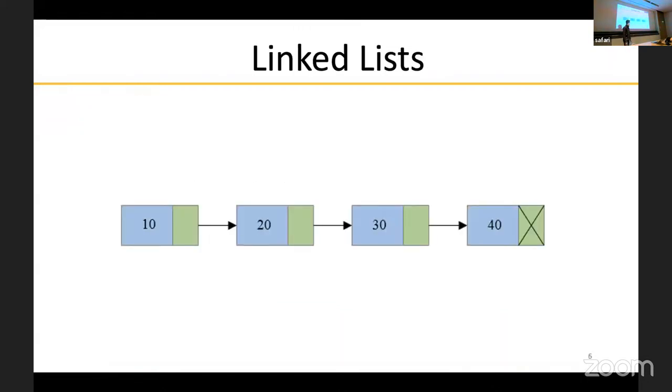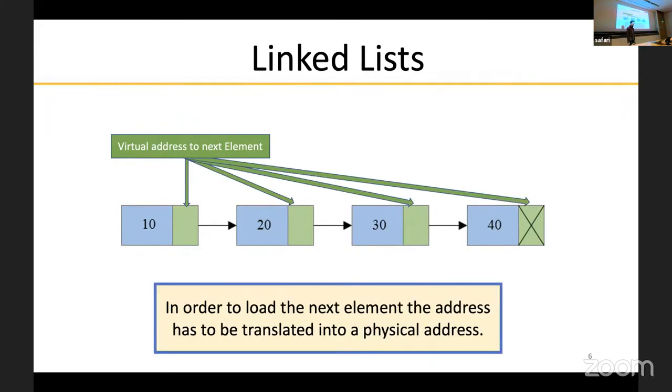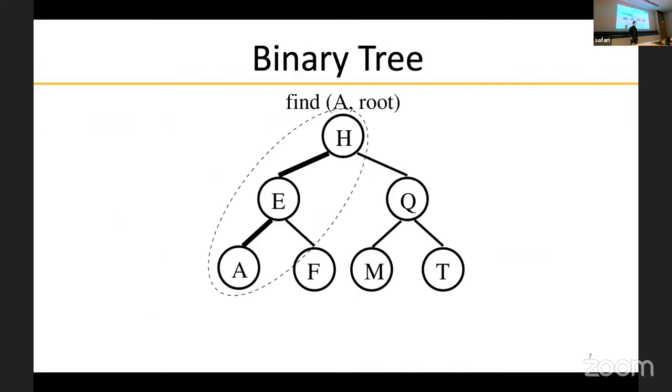As you probably all know, a linked list is built from different elements where each element contains the address to the next element. And this address is a virtual address. So every time we want to load the next element, we have to translate this virtual address to a physical address. This is of course a problem because you have to do it every time, and it's quite an expensive operation as we will see later.